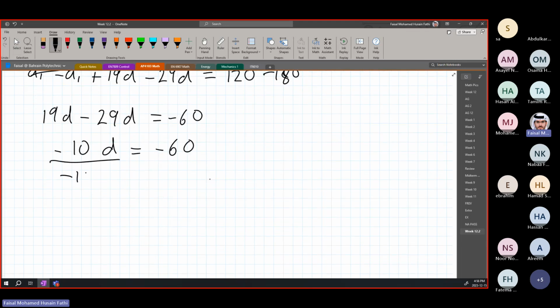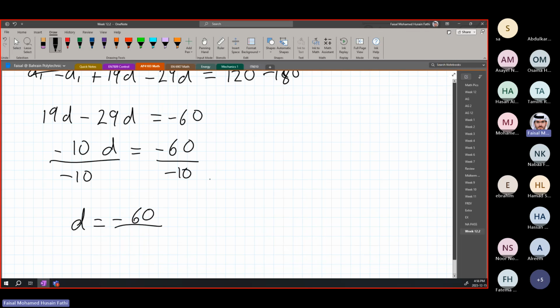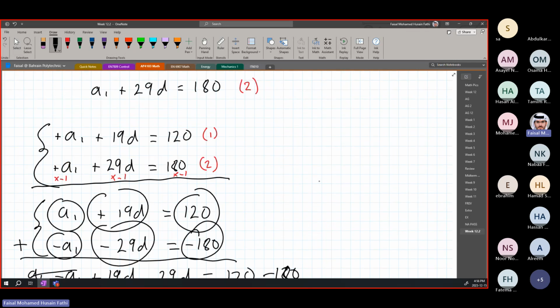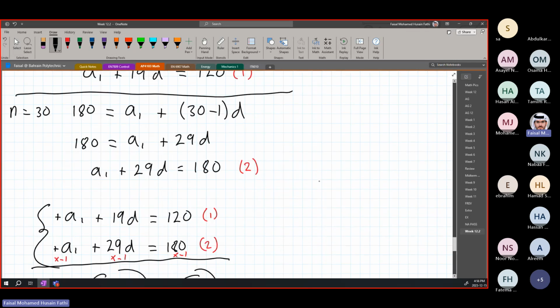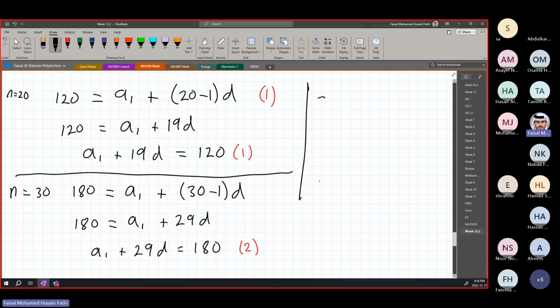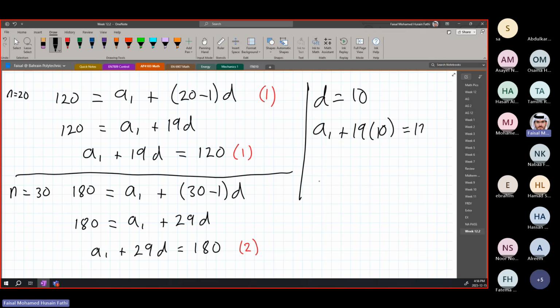Divide both sides by minus 10. D is equal to minus 60 over minus 10. Cancel the minuses. 60 over 10 is simply 6. So D is equal to 6. We found D. We can substitute back in any of the equations. So let's substitute back in equation 1. D is equal to 10. A1 plus 19 times 10, sorry, is equal to 120. A1 plus 190 is equal to 120.